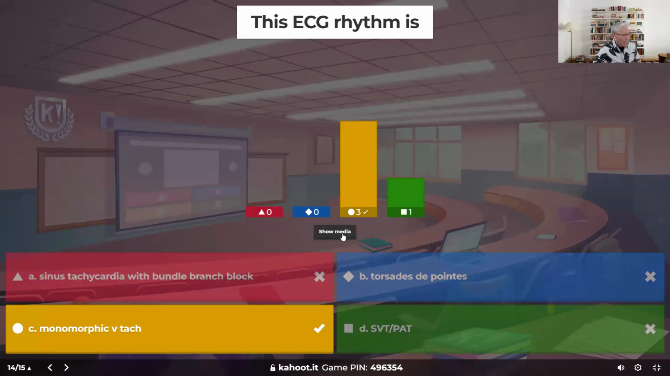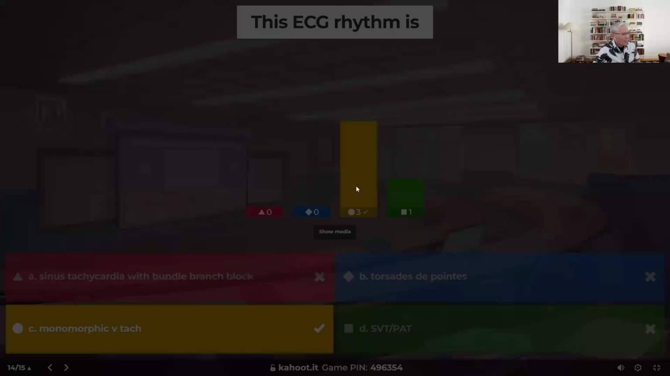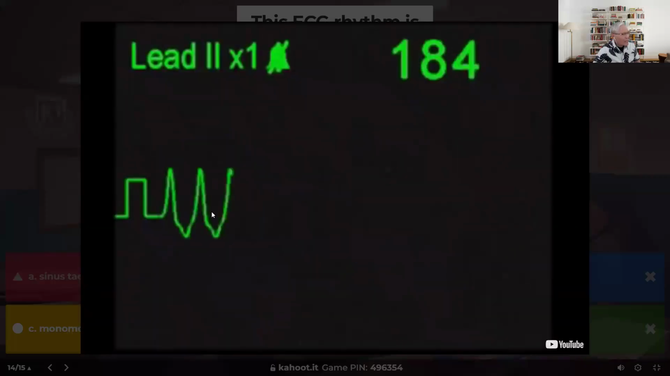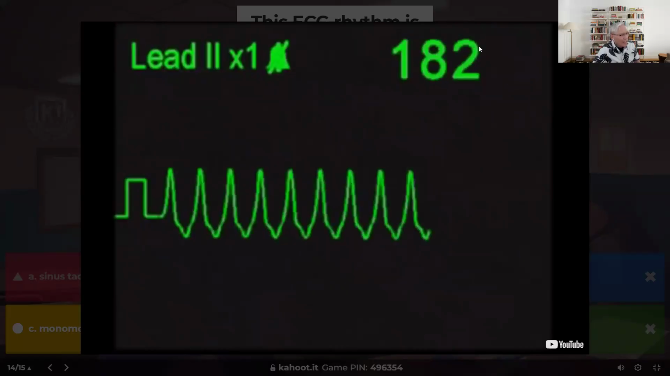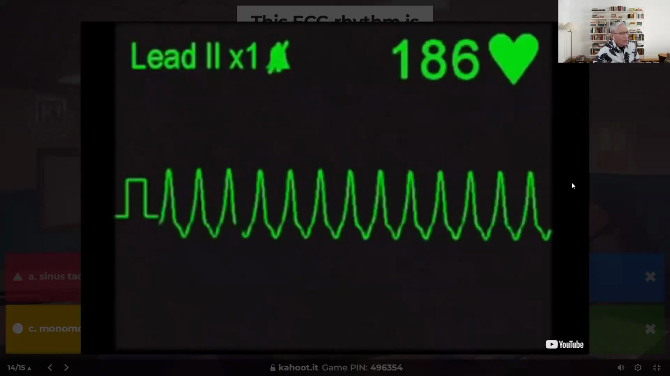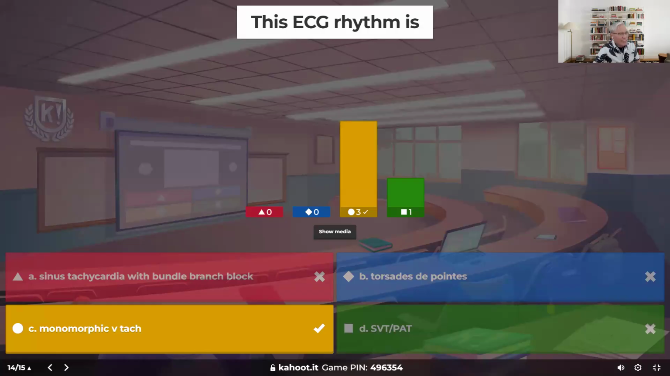All right, you got it all. All of you got it. Okay, it's a wide QRS. It's rapid. It's 180, 170. So this is ventricular tachycardia.